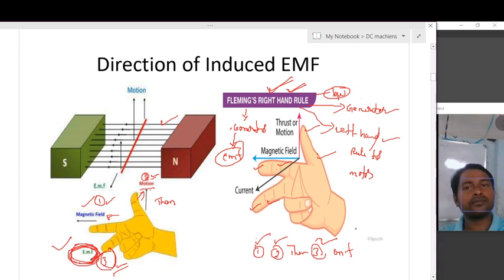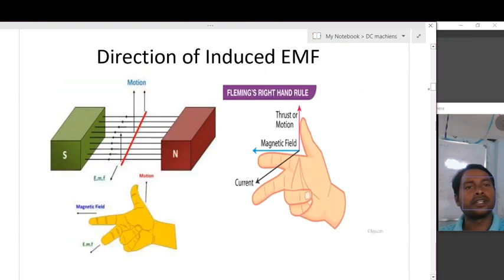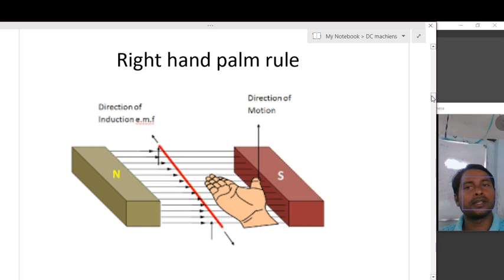And the next one. The direction of induced EMF is also explained in a different way. That is nothing but the right hand palm rule. According to the right hand palm rule also, we can express the direction of induced EMF. According to the right hand palm rule, we should keep the thumb in the direction of the north to south flux flow direction, and the remaining four fingers should be in the induced EMF direction.